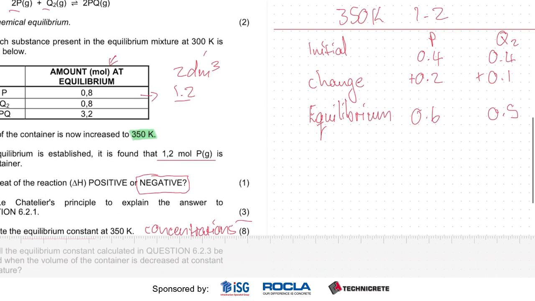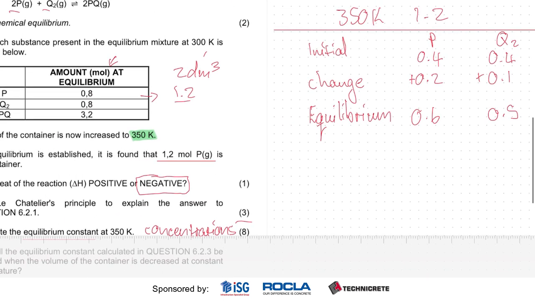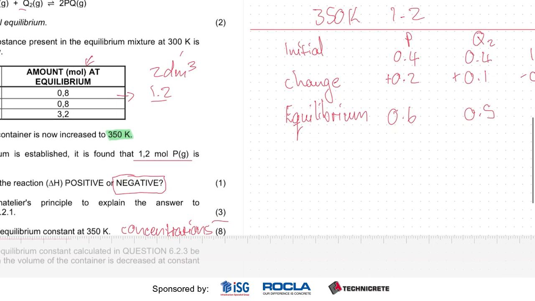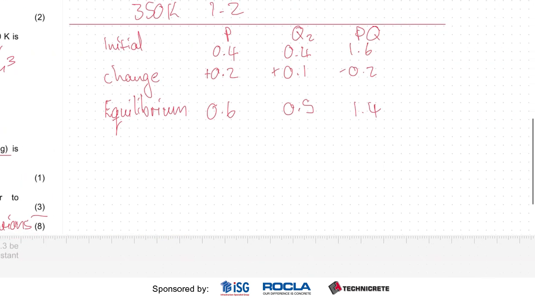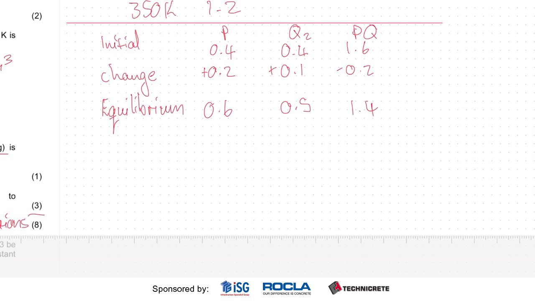What was the change? Oh, did I do this correctly? 1.2, so the change is 0.4 divided by 2. No, I did. Equilibrium concentrations. Yes, this is correct. Okay. Good.